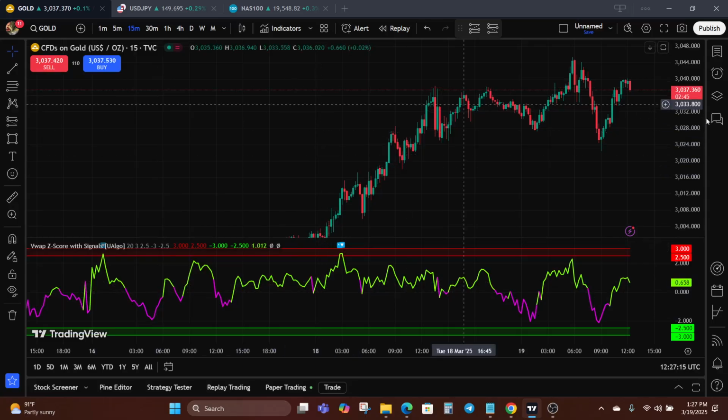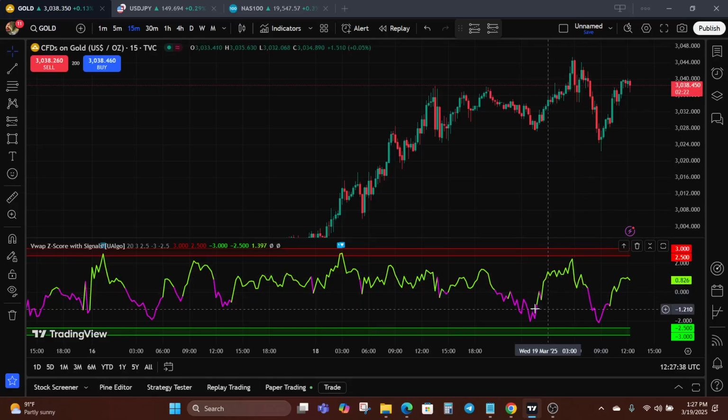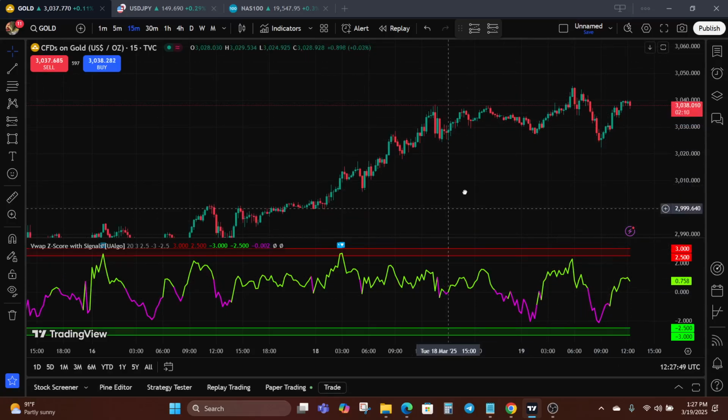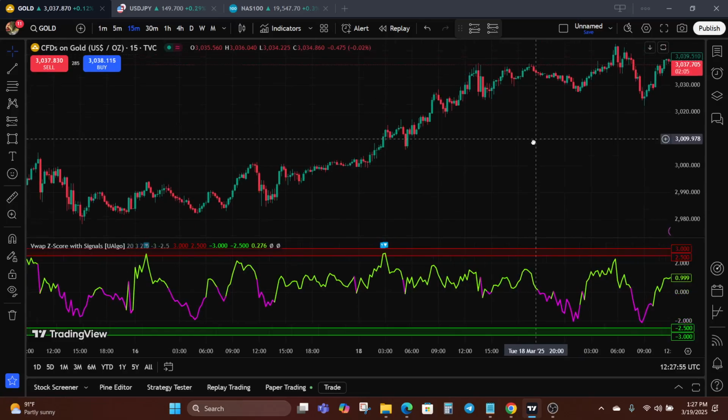Basically, when the indicator changes color to purple, it shows that the bearish momentum is getting weak. Let's look at a good example. And when it changes to green, it shows that the bullish momentum is getting weak.